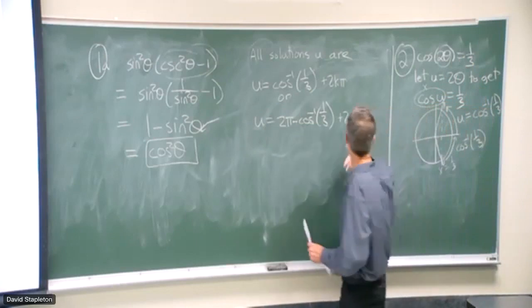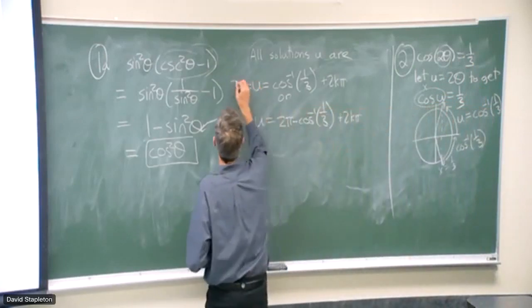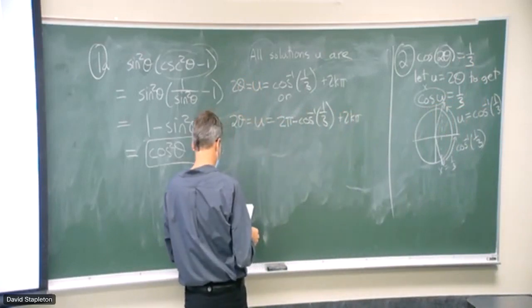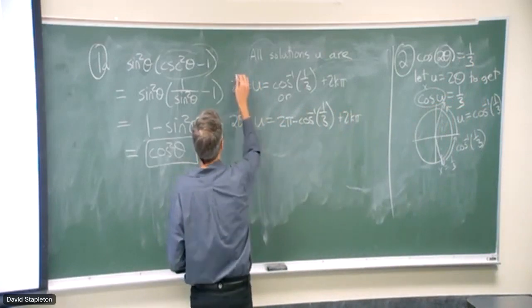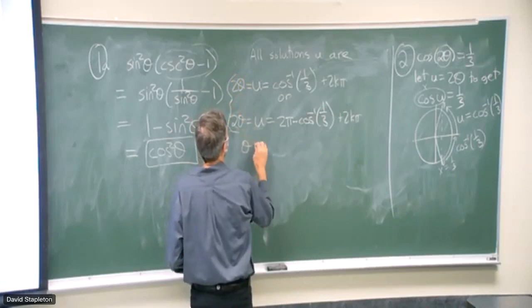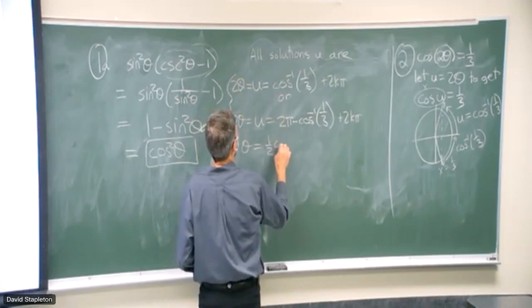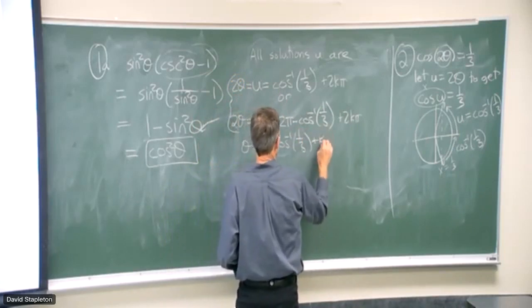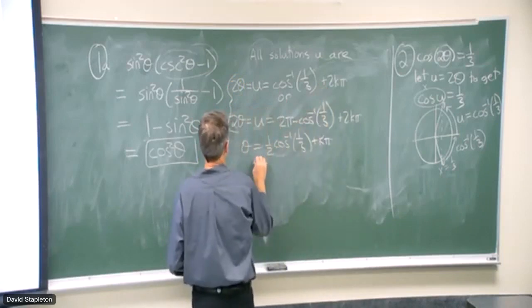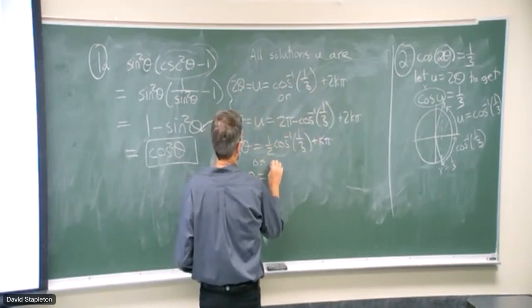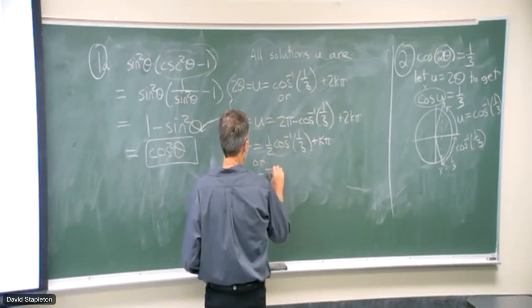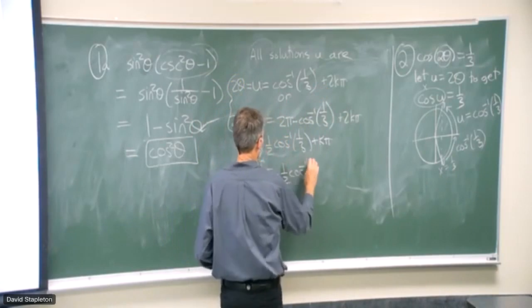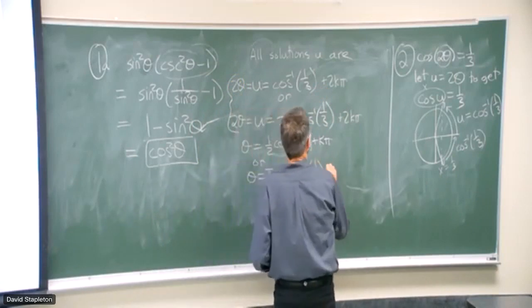Now u is equal to 2 theta. We get all angles theta by dividing by 2. I get theta equals 1/2 arc cosine of a third plus k pi by dividing the whole side by 2, or theta equals this divided by 2, pi minus a half arc cosine of a third plus k pi.